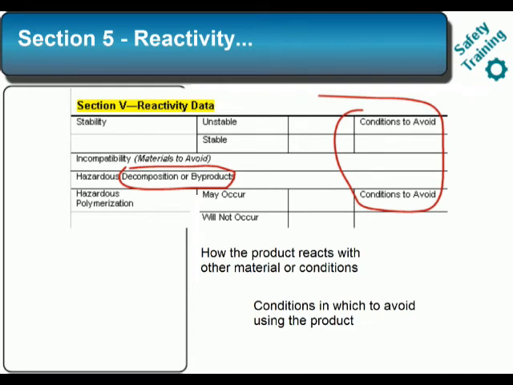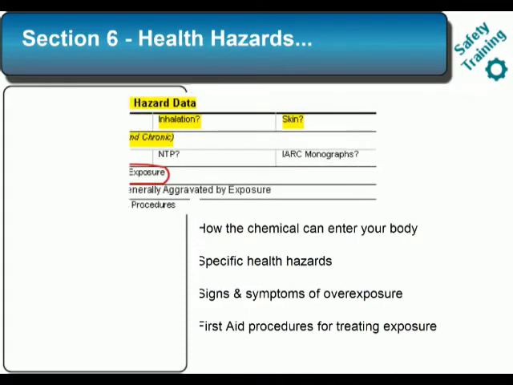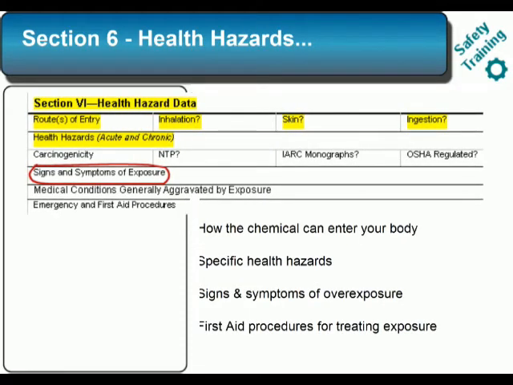Section 5 contains information about how the product reacts with other material or conditions, and situations or conditions to avoid when using the product. The next section, Section 6, tells you about any possible health hazards. Information provided in this section includes how the chemical may enter your body, any specific health hazards, the signs and symptoms of chemical overexposure, and first aid procedures for treating exposure.